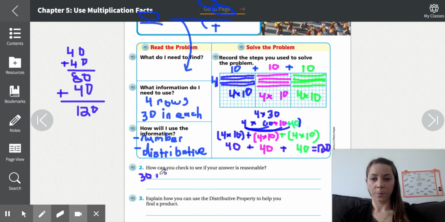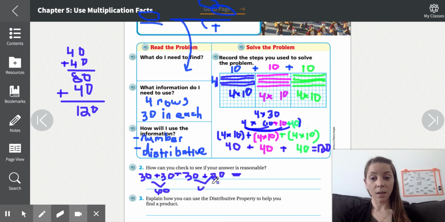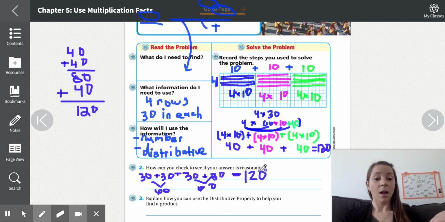So if I did 30 and 30 and 30 and 30, what would that be? Yeah, 4 groups of 30. 30 plus 30 plus 30 plus 30 is another way of solving this. So would I get the same answer? 30 and 30 is 60. So this 30 and 30 would be 60. And 60 plus 60, 6 plus 6 is 12, and then just put the 0. So that makes another way of checking it.